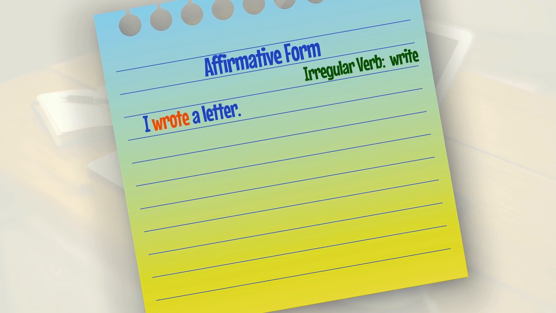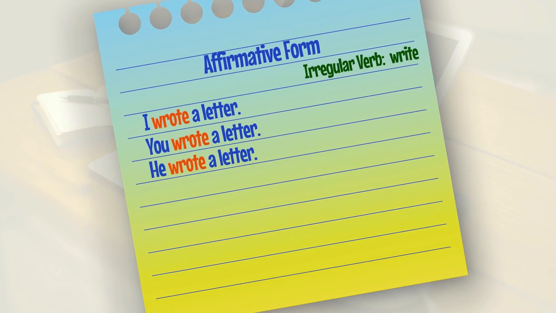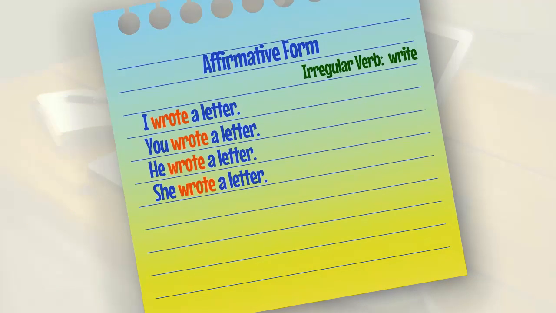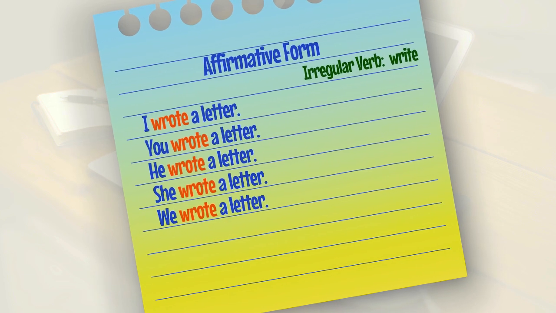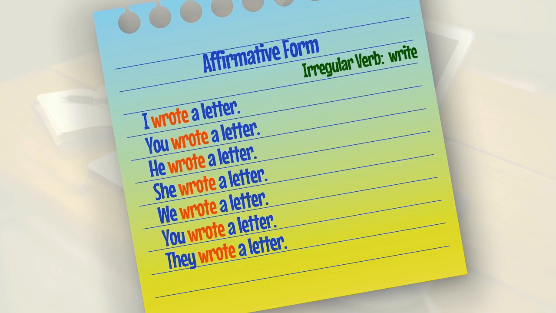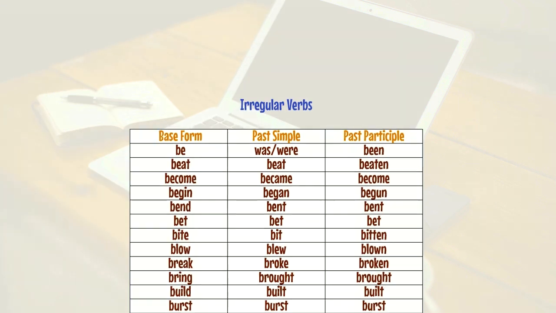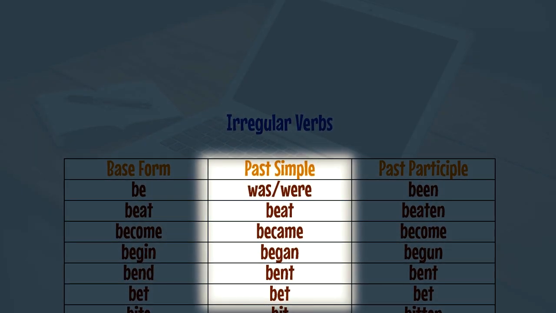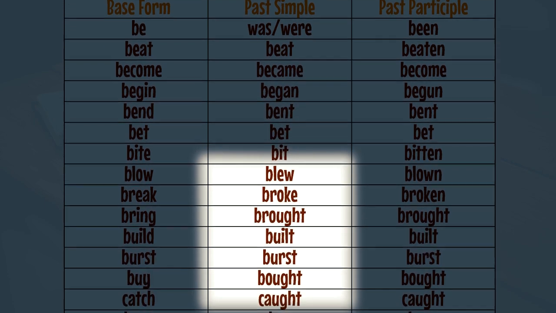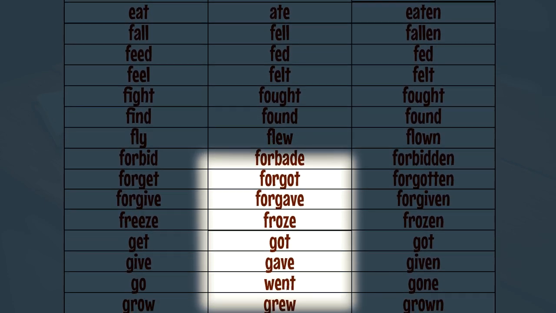I wrote a letter. You wrote a letter. He wrote a letter. She wrote a letter. We wrote a letter. You wrote a letter. They wrote a letter. The affirmative sentences with irregular verbs are formed with the past simple of each verb. And because they are so different from the regular verbs, you have to study them one by one.